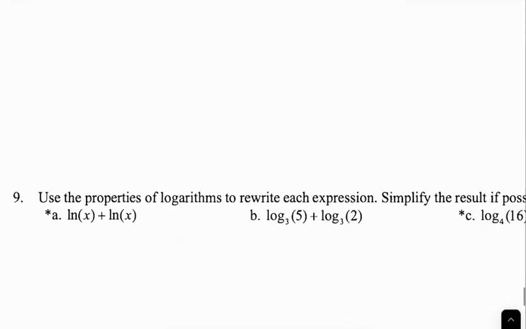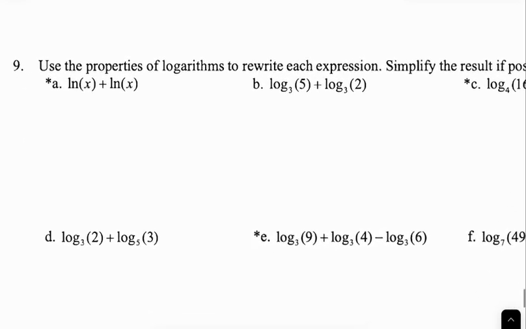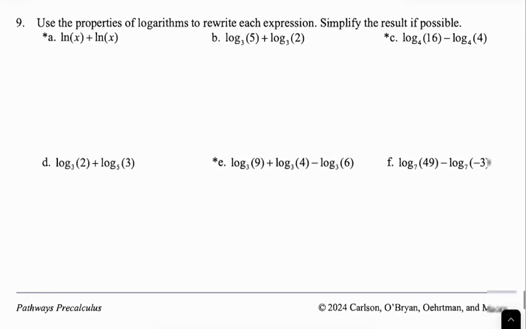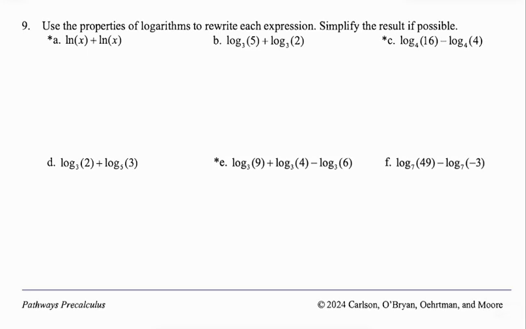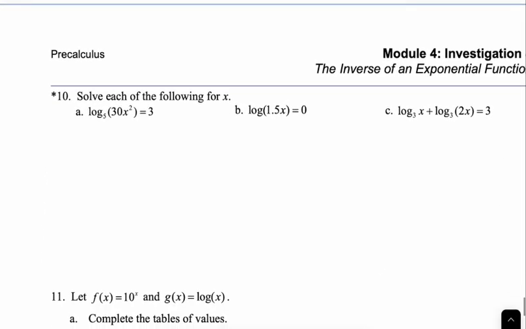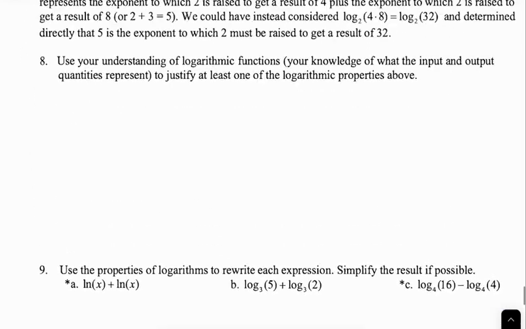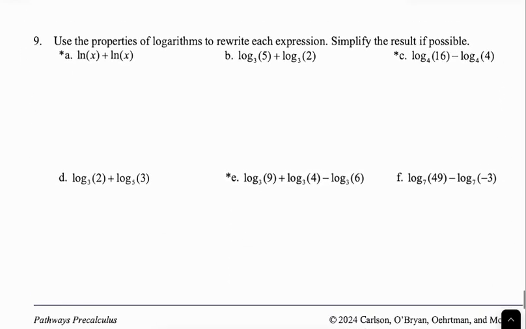If you could please scroll down now to problem number 9. Number 9 says that we are going to use the properties to rewrite each expression, okay? This section here, some books will call this condensing, because we're trying to condense multiple logarithms into one thing, okay?